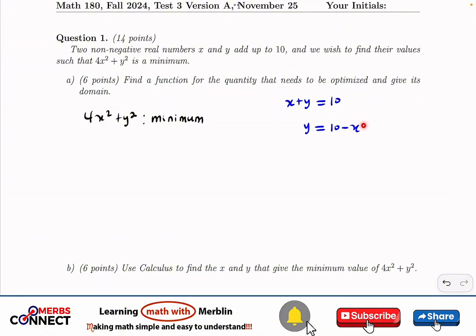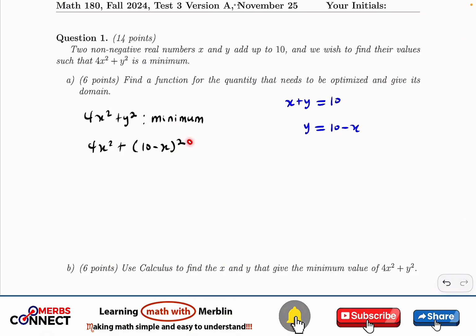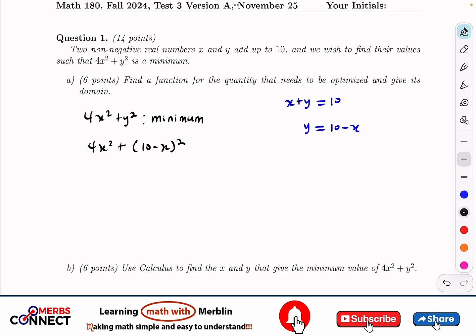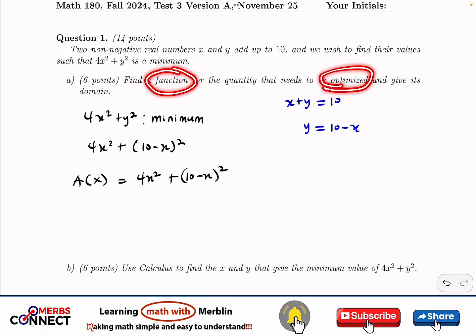Now, because y is equal to 10 minus x, we can do the substitution to have 4x squared plus (10 minus x) all squared. Now that the function is in terms of x, we can say that we have A of x, which is equal to 4x squared plus (10 minus x) all squared. So this is the function that we want to optimize, right? That's the first question.